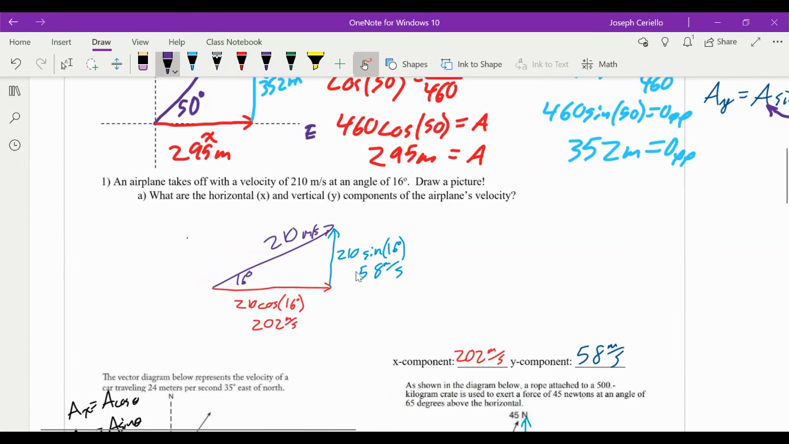An airplane takes off with a velocity of 210 meters per second at an angle of 16 degrees. What are the horizontal and vertical components of the plane's velocity? So you'll notice here, we can use AX equals A cosine theta because the angle we're given is with respect to the positive x-axis. And then we can use AY equals A sine theta because the angle we're given is with respect to the x-axis. Check those out in your calculator. Make sure you get those answers we have there.